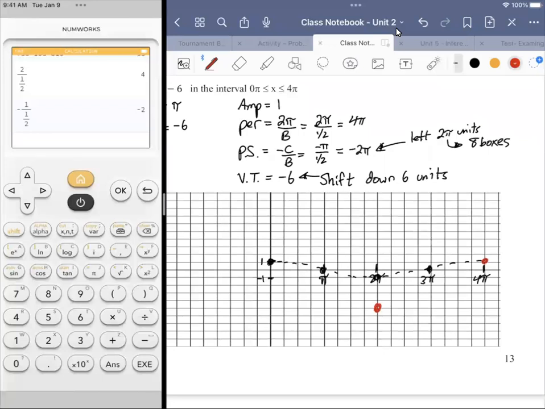The 4 pi went to 2 pi. 3 pi will go to 1 pi. If you count boxes, that's fine: 1, 2, 3, 4, 5, 6, 7, 8. Down 1, 2, 3, 4, 5, 6, puts it right here. All right, the 2 pi, which is right here, is going to go left 1, 2, 3, 4, 5, 6, 7, 8, and down 6 from there.